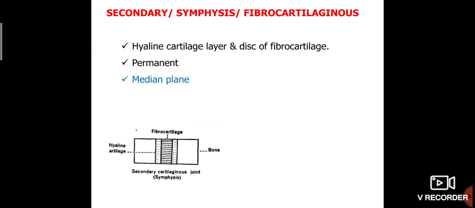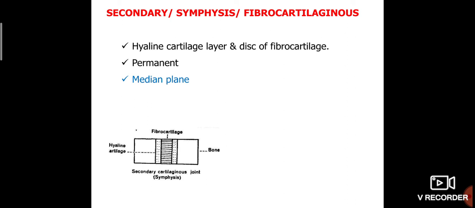An example of a primary cartilaginous joint is the joint between epiphysis and diaphysis. Epiphysis is the end of a long bone. Diaphysis is the shaft of a long bone. Between the end and the shaft of the bone, there is a hyaline cartilage, and this joint forms the primary cartilaginous joint. This primary cartilaginous joint is later converted into complete bone. So that's why it is called a temporary joint.